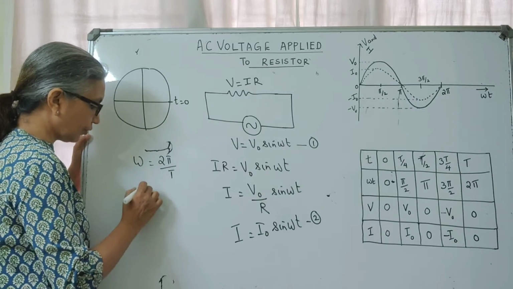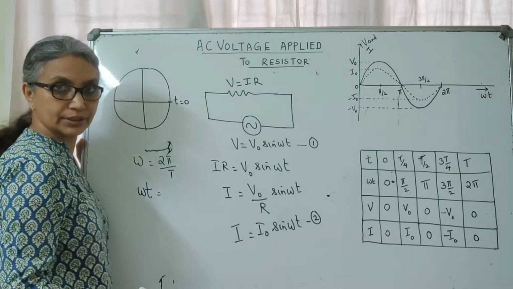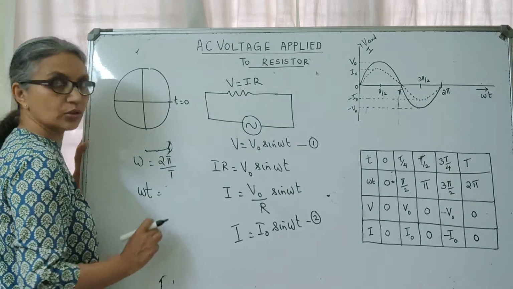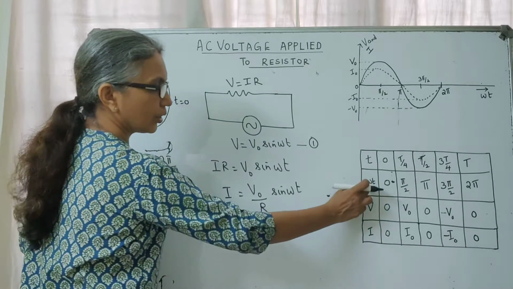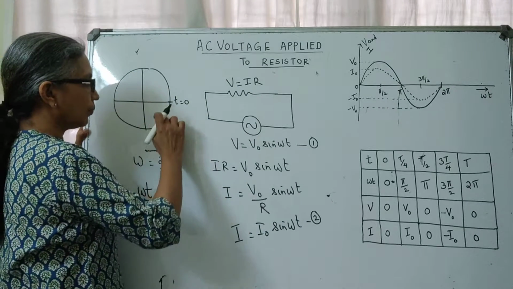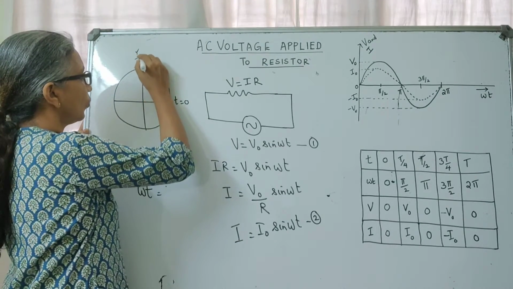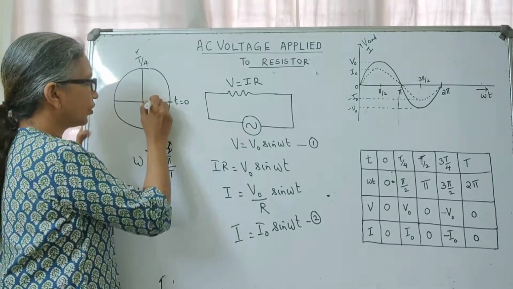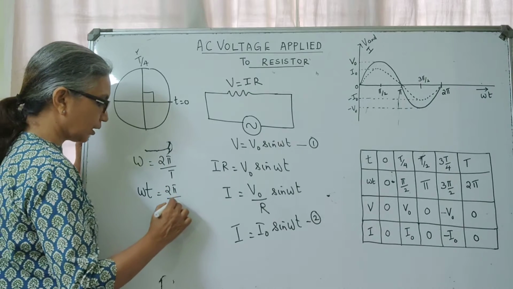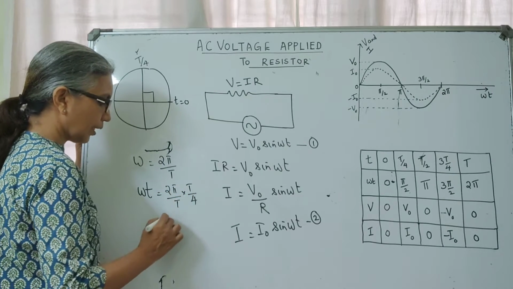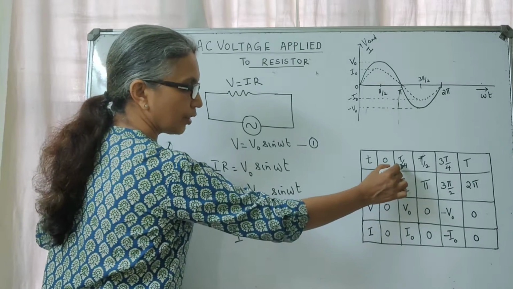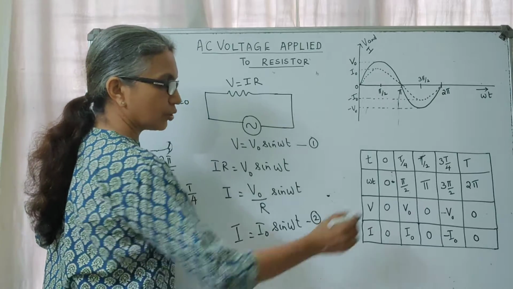So, the angle covered, omega t, is the angle covered theta. When t is 0, omega t is also going to be 0, and so the angle covered I have plotted as 0. If this is one time period T, at 1/4 the time period, the angle covered naturally is 90 degrees. That is, omega is 2 pi by T into T by 4, and you see that's equal to pi by 2. So that is why I have written at T by 4, the angle covered is pi by 2.